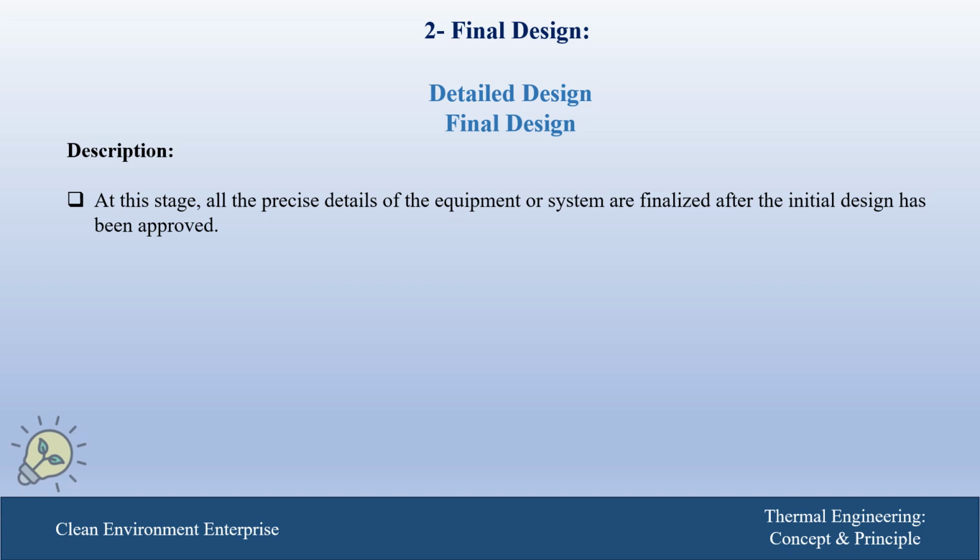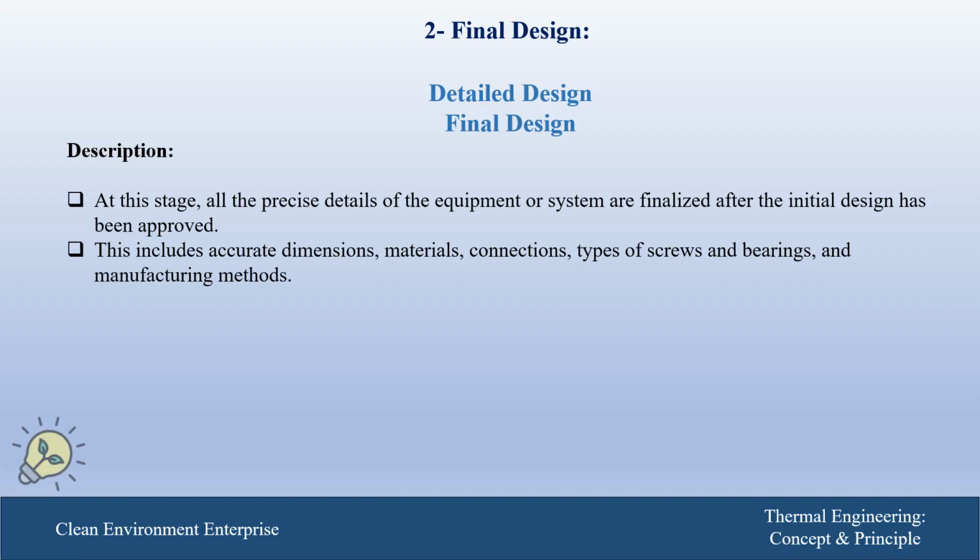going to put this design, which should be followed by a manufacturing process. Therefore, the design should include accurate dimensions of the equipment, material, connections, types of screws, bearings, if there are in the mechanical design, and even the manufacturing method, the table of quantities for all these parts of the design.